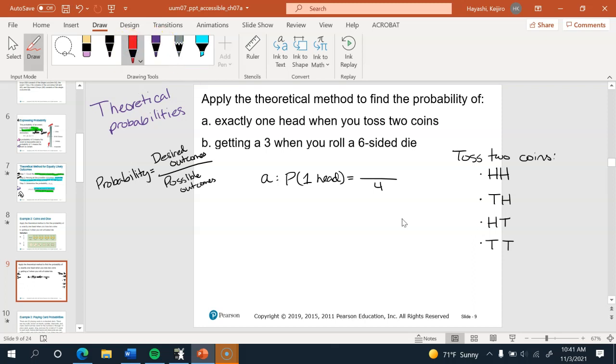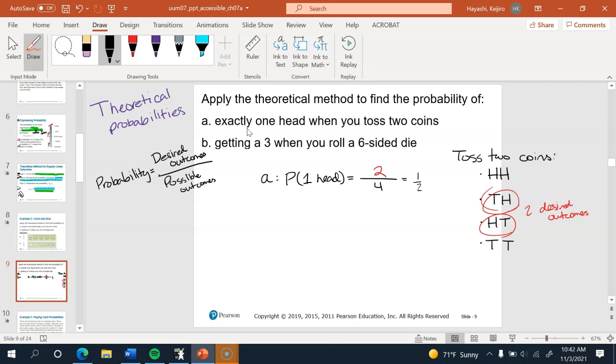Now the outcomes of interest are the ones where you have exactly one head come up. So that's this and this. So there are 2 of those that you want to happen. So this number gets placed on top. And so this actually simplifies to 1/2. So the probability of getting 1 head, and implicitly 1 tails also, because if you have exactly 1 head, the other one has to be a tails. The probability of getting exactly 1 head is 1/2.